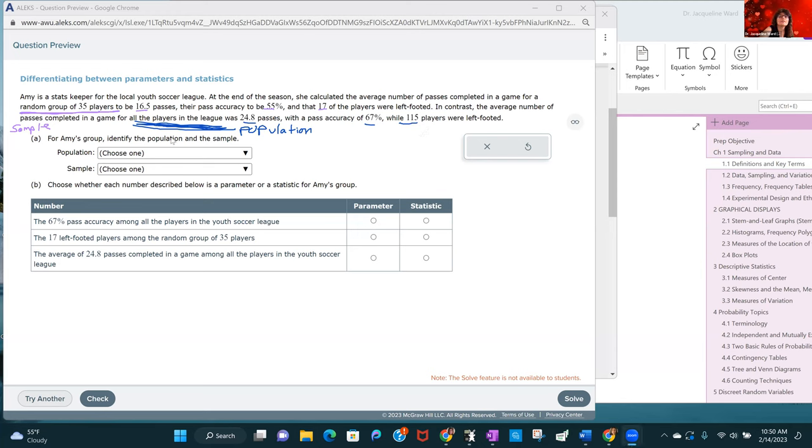So it says for Amy's group, identify the population and the sample. So the population, it's all players in the league. The sample, it's just the random group. So notice there's no other choices, right?